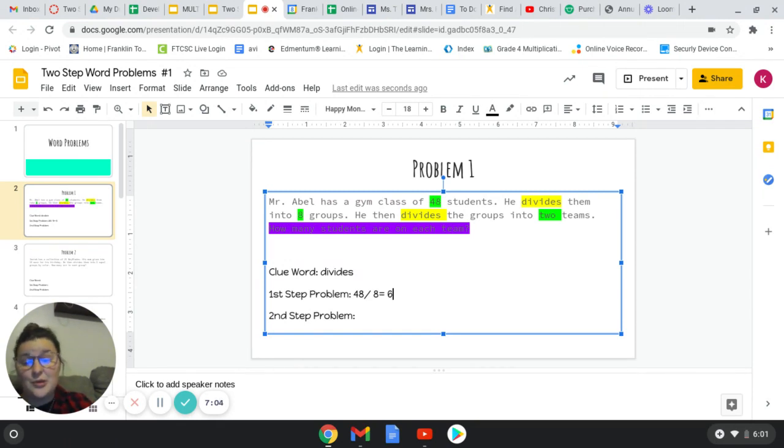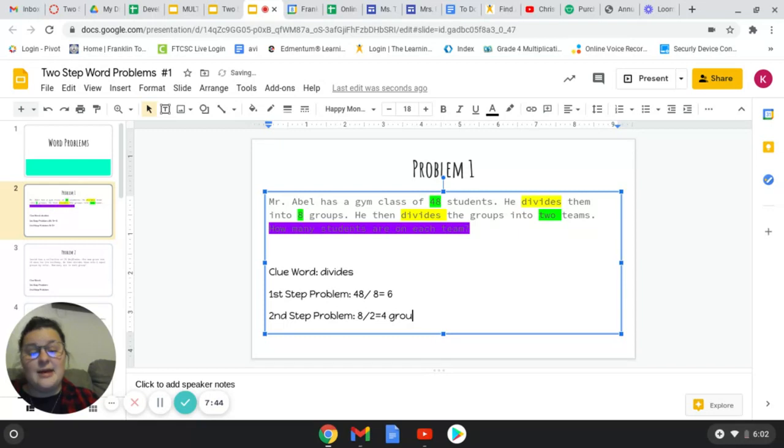Okay, and we know that there are 8 groups. So then we have to figure out how many groups are on each team, right? Well, if we divide 8 by 2, this is actually going to be more of a 3-step problem, honestly. So if we divide our 8 groups by 2, I know that there's going to be 4 groups on each team.